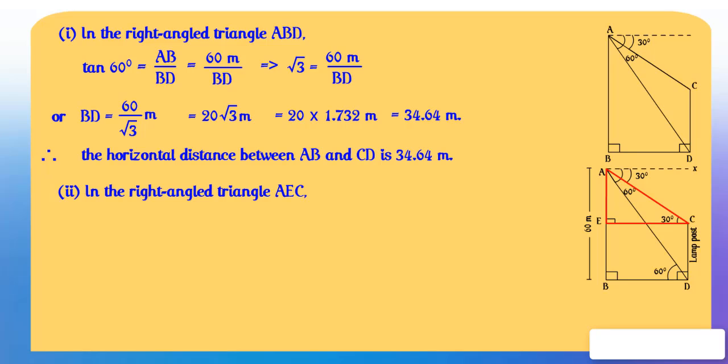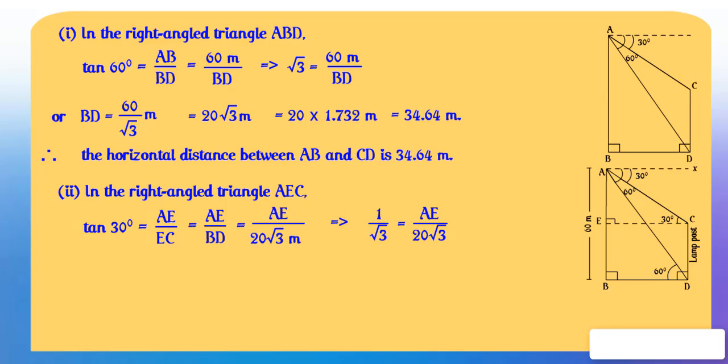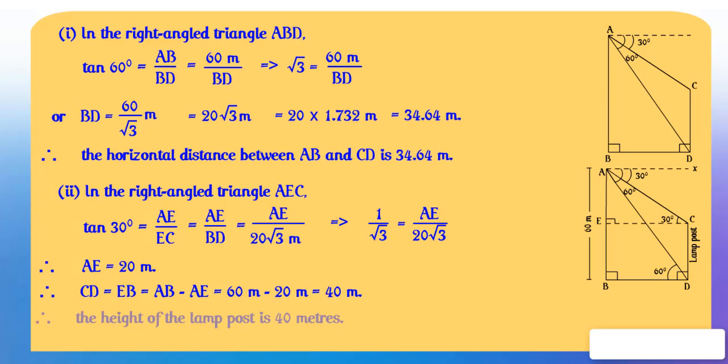Second, in the right angle triangle AEC, tan 30 degrees is equal to AE by EC, which is equal to AE by BD, which is AE by 20 root 3 meters. This implies 1 by root 3 is equal to AE by 20 root 3 meters. Therefore, AE is equal to 20 meters. Therefore, CD is equal to EB, which is AB minus AE, which is 60 meters minus 20 meters, which is equal to 40 meters. Therefore, the height of the lamppost is 40 meters.